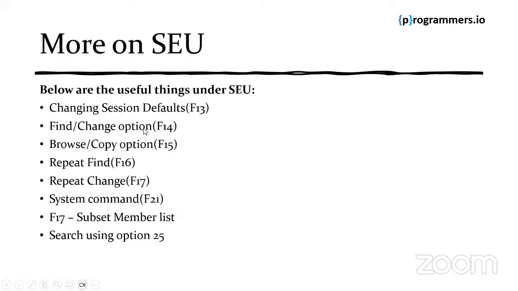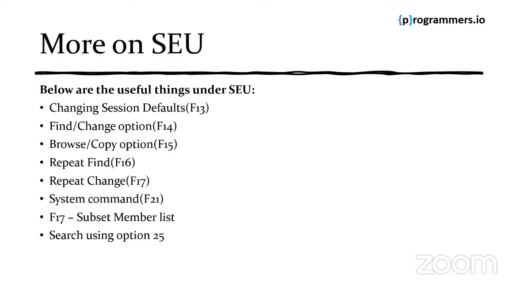And then find or change. You can press F14 or shift F2 to find any string and change that string to another string. Then there is another function key, browse or copy. Sometimes you are inside a source member and you need to copy a block of code from another source member. Inside the source member you can press F15 or shift F3 to open the particular source member you want, and you can copy the code from that source to another source.